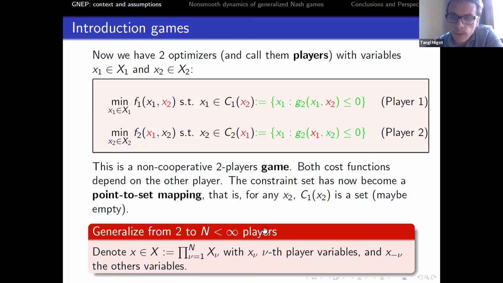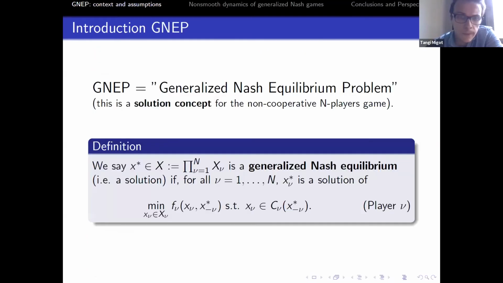And what is very important here is that the constraint set is not just a classical set, it's a point-to-set mapping, right? Because for instance, C1 of x2, for each value of x2, it's something different, and it might even be empty sometimes. So this family of simultaneous optimization problems leads us to consider the generalized Nash equilibrium problem, which is really a solution concept for this kind of games.